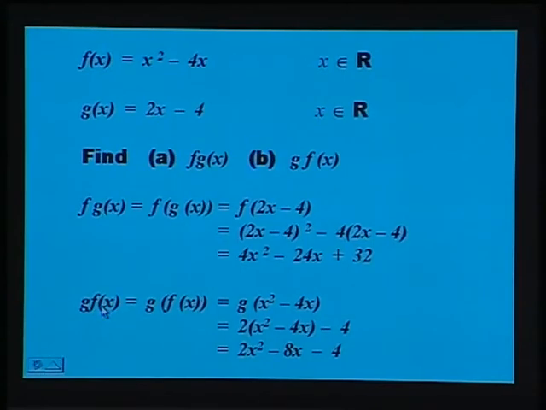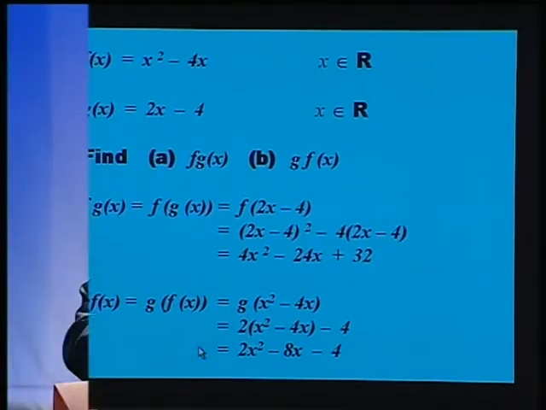Similarly, to find the composite function g of f(x), we'll use f(x) as an input to g(x). Because g(x) is 2x minus 4, g of f of x would be 2f(x) minus 4. So f(x) is used as an input to the function g to obtain g(f(x)).